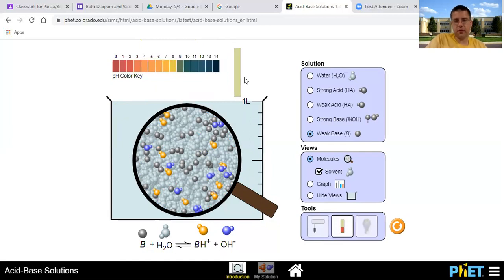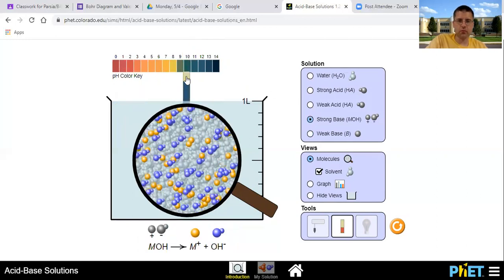Here's just a pH strip. You could see, dip it in, match it with the color. It gives you about a 9.5 to 10, 10 more so. Strong base, dip it in. Litmus paper, pH paper. This is about a 12, 12.5.